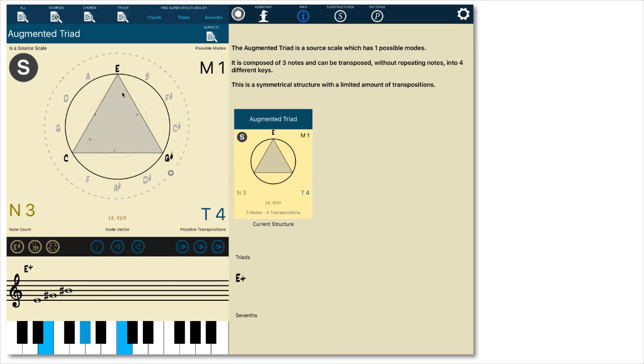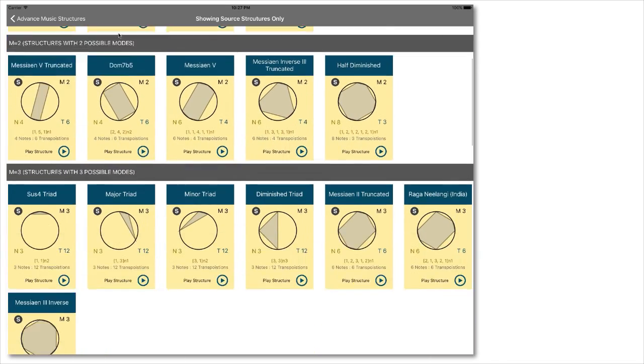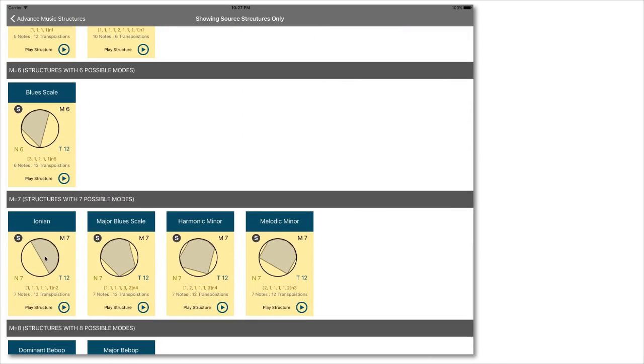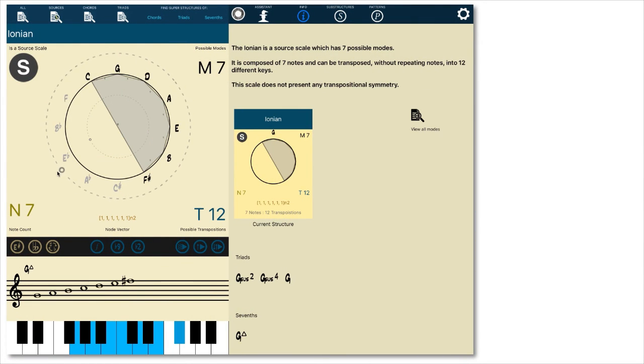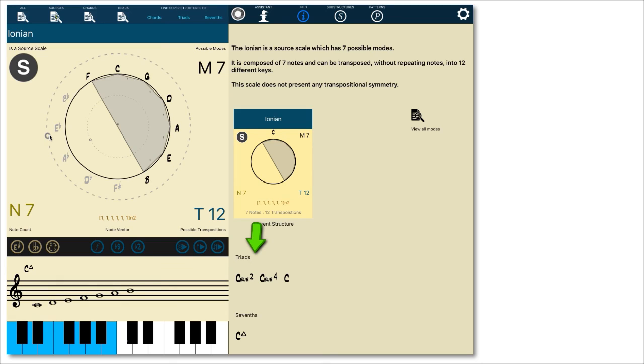Let's load the Ionian back again. There's the Ionian. Let's go back to the key of C. Here's a list of triads and 7th chords defined by scale. The C sus2, sus4, the C major triad, and the C major 7th chord.